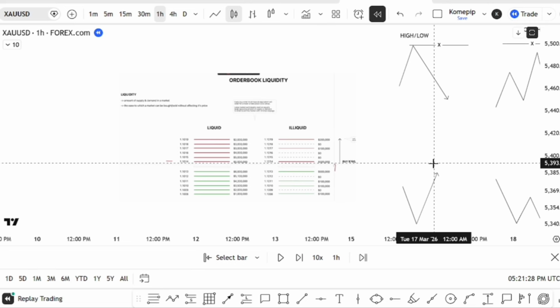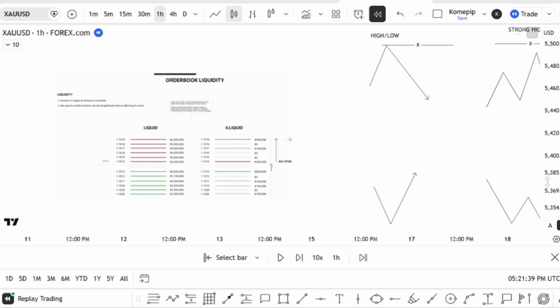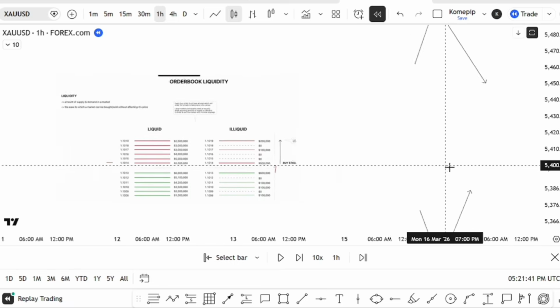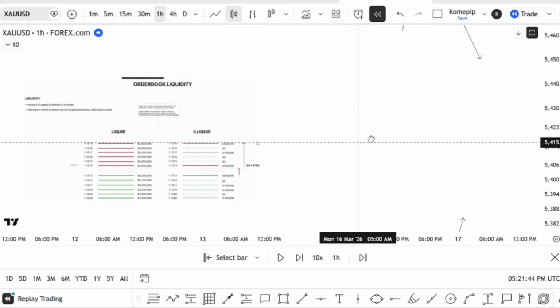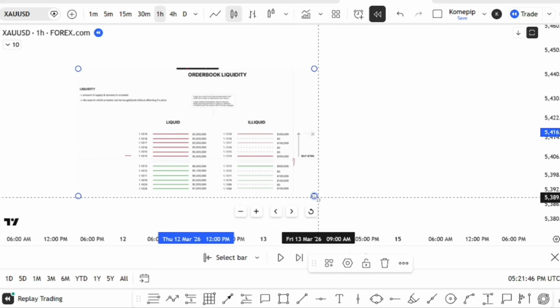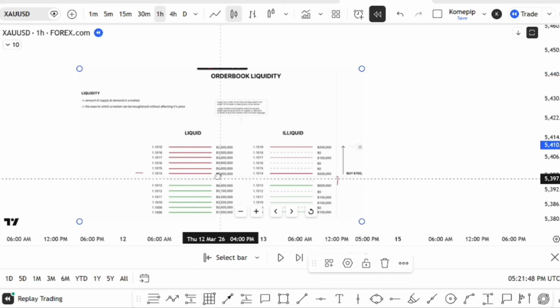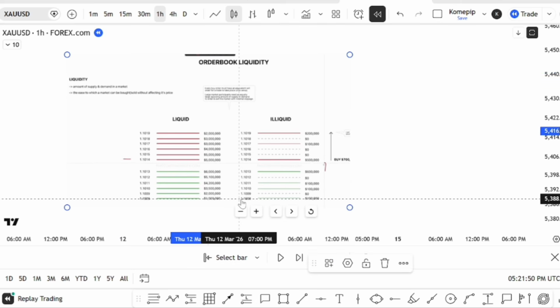Now, understand that when we talk about liquidity, there's what is called the order book. The order book is where the market makers buy liquidity. Now, why do you need this information? You need this information because in every market there are buyers and there are sellers. Shout out to Photon Trading FX. This image is from them.